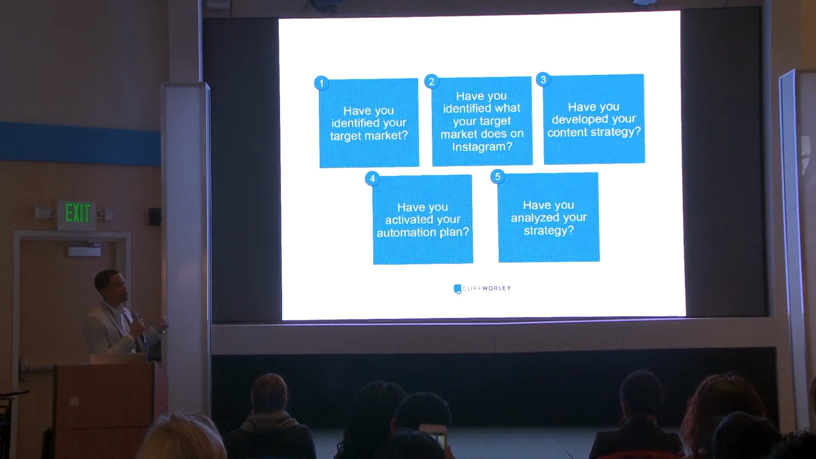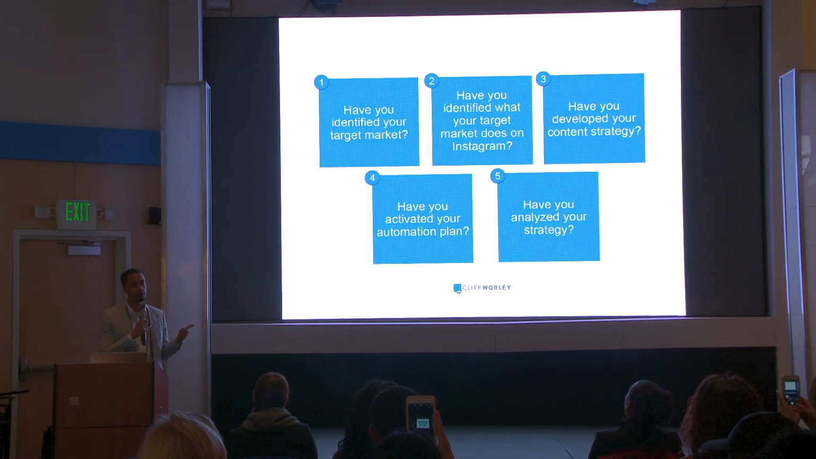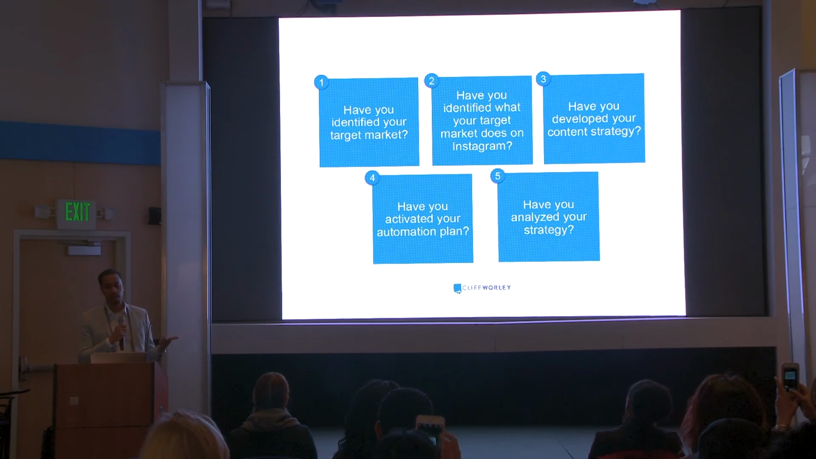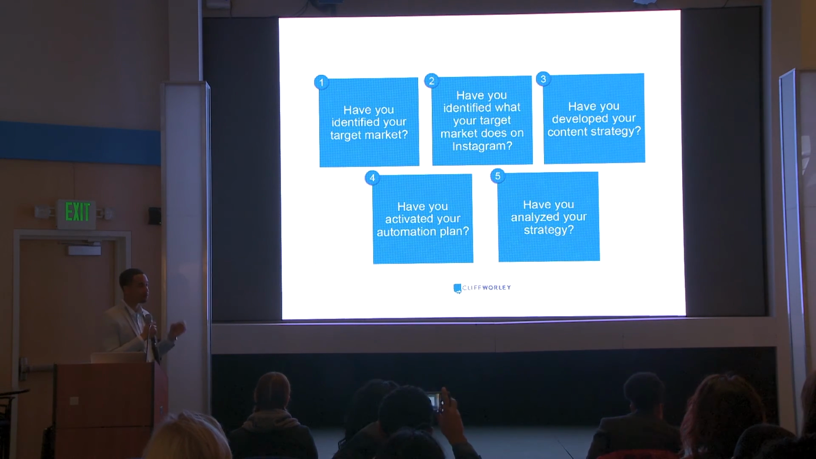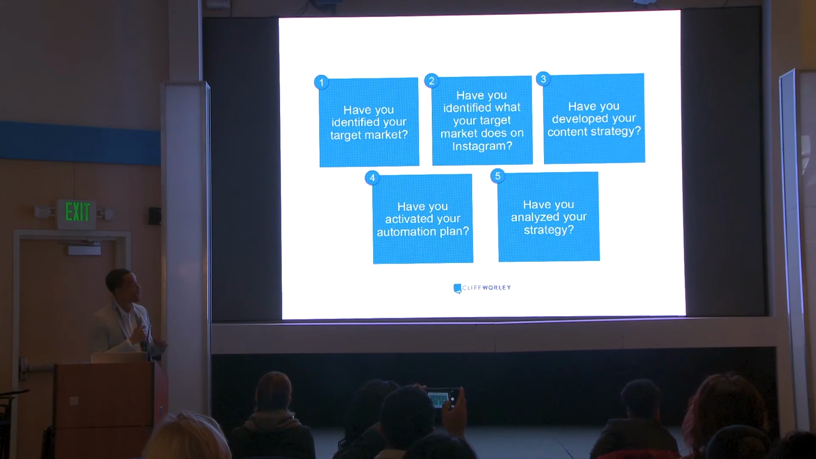So those are the 5 keys to unlocking Instagram. And I just want to leave you with these questions. First, have you identified your target market? Have you identified what your target market does on Instagram? Have you developed your content strategy? Have you activated your automation plan? And have you analyzed your strategy? So just ask yourself those questions. I'll leave it up for a second so you can take a picture.